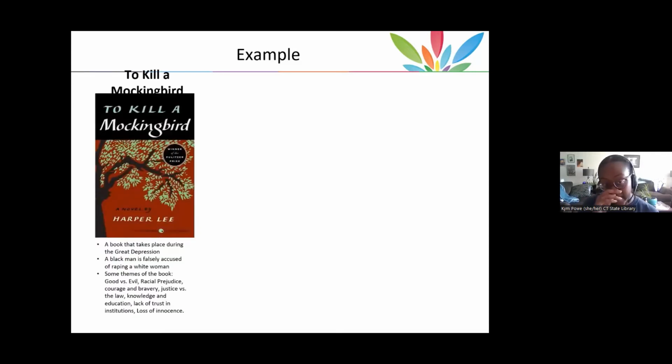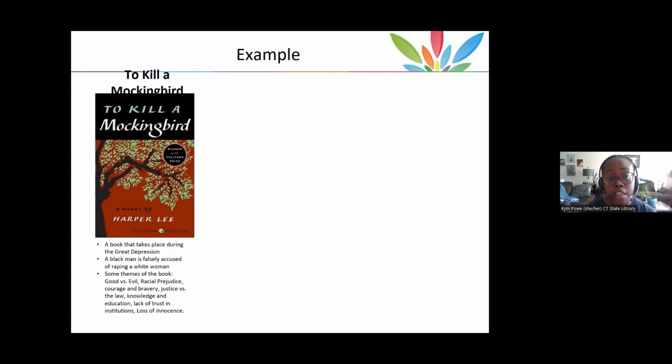So, To Kill a Mockingbird, right? There's probably not a person that does not have some sort of connection to this book. Either they were assigned to read it in school and loved it, or they were assigned to read it and didn't finish it. In some way, shape, or form, people are connected to To Kill a Mockingbird. It's a book that takes place during the Great Depression. It's about a Black man who's falsely accused of raping a white woman. Some of the themes are good versus evil, racial prejudice, courage and bravery, justice versus the law, knowledge and education, a lack of trust in institutions, and a loss of innocence.